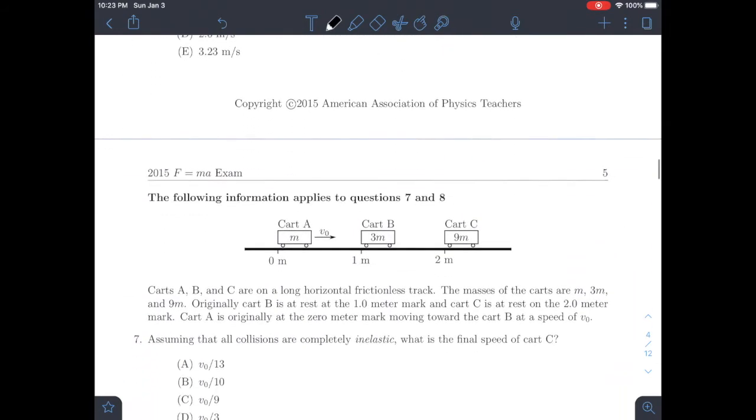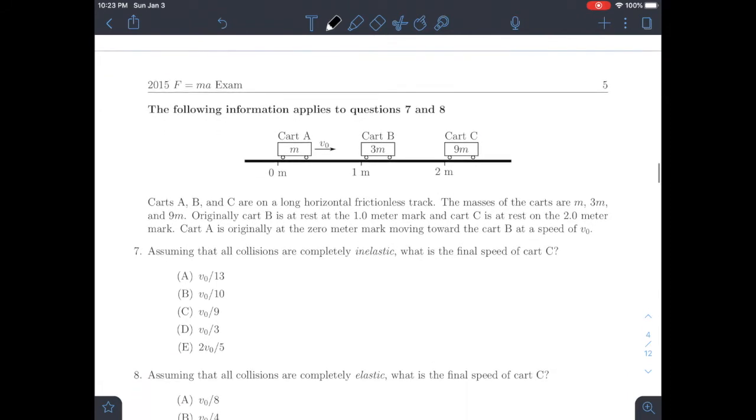So let's look at the next one. Question number 7. Assume that all collisions are perfectly inelastic. What is the final speed of car C? So cars A, B, and C are on a horizontal long frictionless track. The masses of the cars are M, 3M, and 9M. Originally, car B is at rest at the 1 meter mark, and car C is at rest at the 2 meter mark. Car A is originally at the 0 mark, moving toward car B at a velocity of V0.